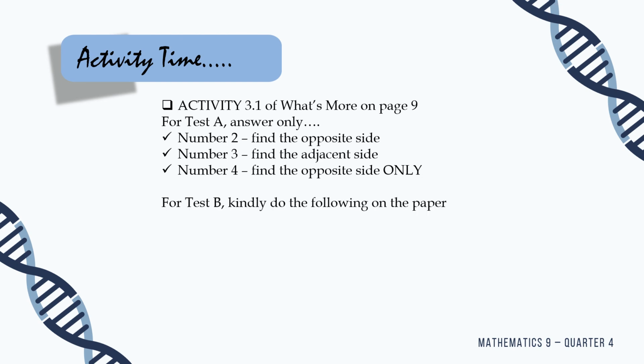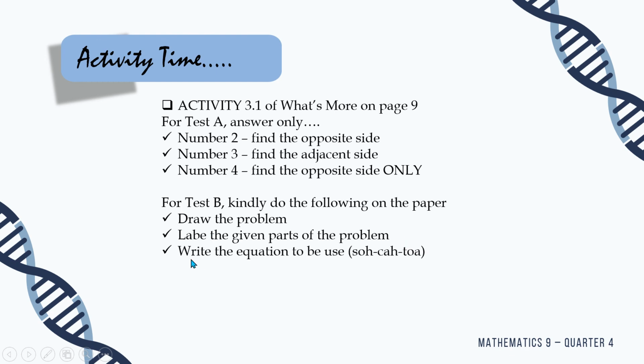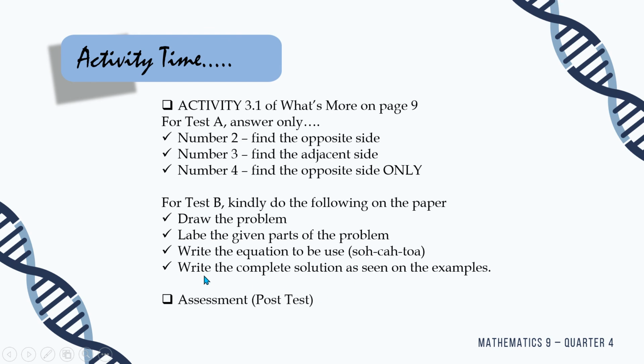Then for Test B, kindly do the following on the paper. First, nakita mo sa example, no, nasa module ang drawing. So you need to draw the problem. Second, label the given parts of the problem. Sorry, clerical error na siya. Label the given parts of the problem. Write the equation to be used. It's either sine, cosine, or tangent. SOHCAHTOA. Then write the complete solution as seen on the examples. Okay? So to justify. If okay na, you can proceed to your next activity.